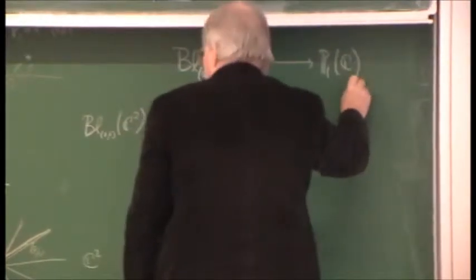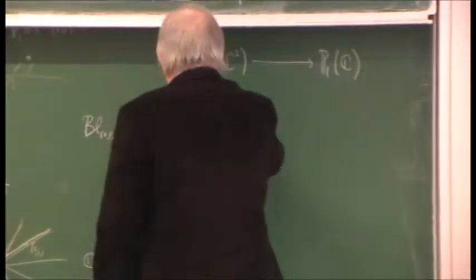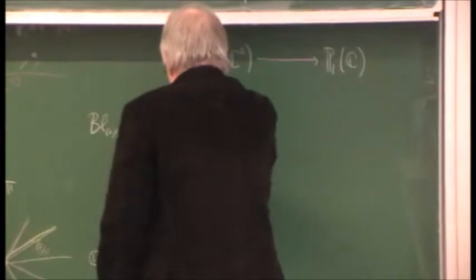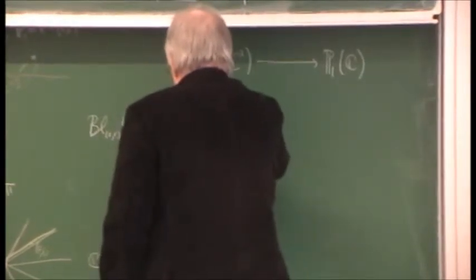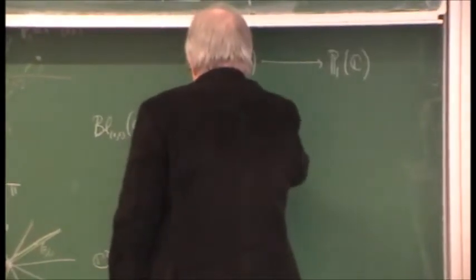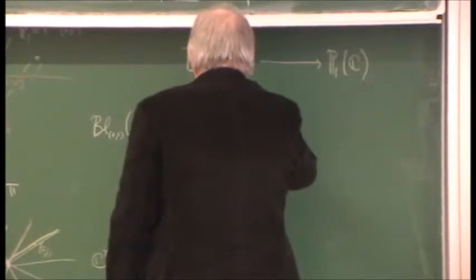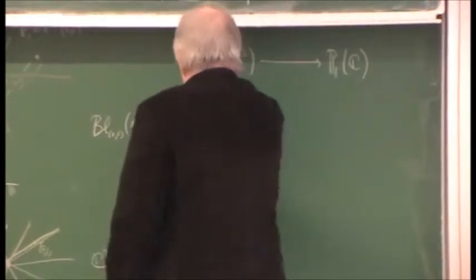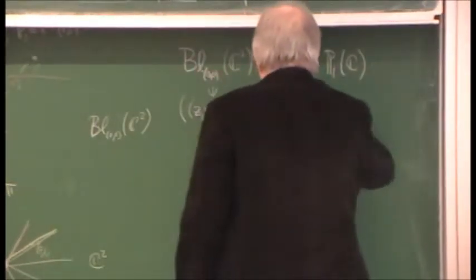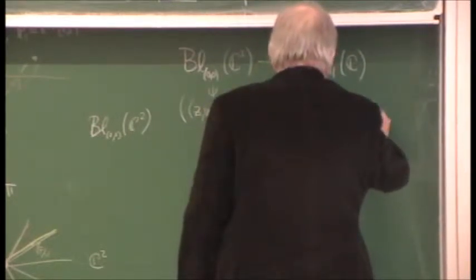That's the second projection. Namely, let me make sure you understand what I'm doing. I take a point up there, and I map it to the homogeneous coordinate Z0, Z1.